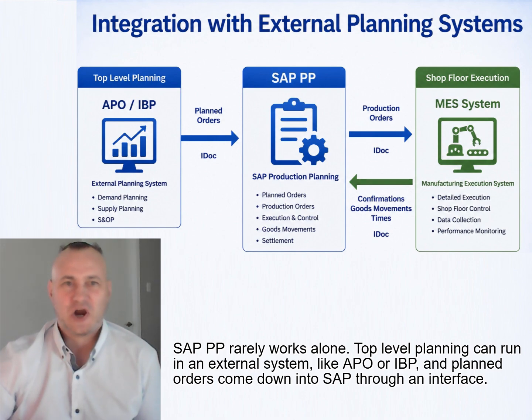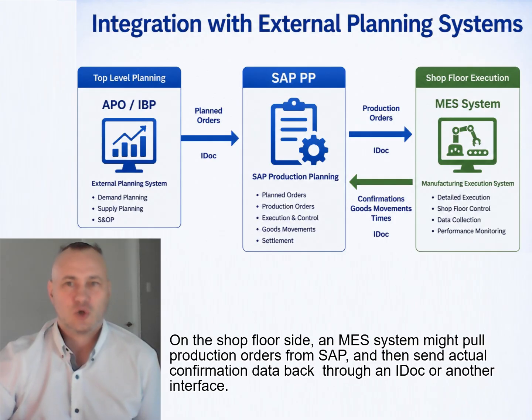SAP PP rarely works alone. Top-level planning can run in an external system like APO or IBP, and planned orders come down into SAP through an interface. On the shop floor side, an MES system might pull production orders from SAP and then send actual confirmation data back through an IDoc or another interface.